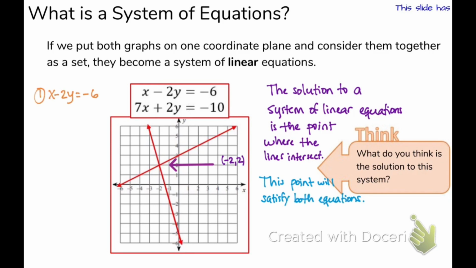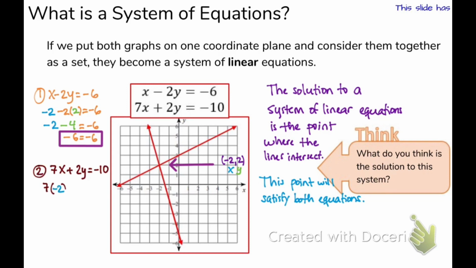So let's prove it and see if it actually satisfies both. For the first equation, x is -2 and y is 2. I'm going to substitute into my equation and do the math, and we get -6 equals -6, which is a true statement. Then we try it for the second equation. We repeat the same process, plugging in the x and y values, and we get -10 equals -10, which is a true statement. So again, this is the only point that will make both equations true, that will satisfy both equations.